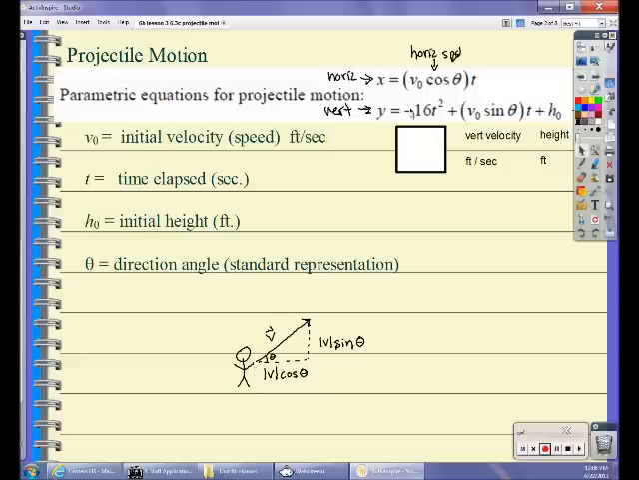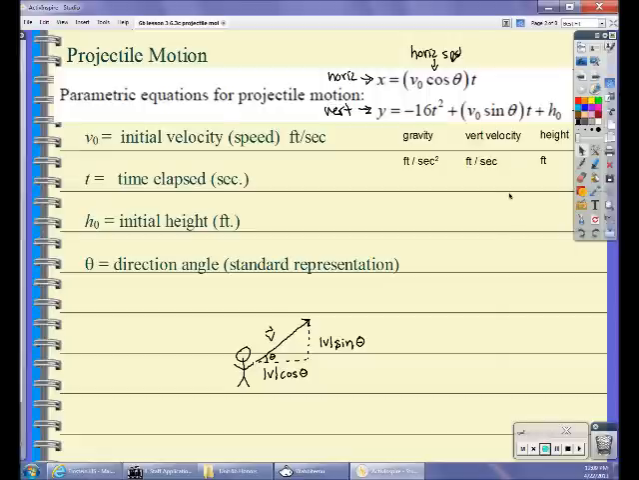Now, where did the negative 16 come from? That's gravity. The acceleration due to gravity is always going to be negative 16 feet per second squared as long as you're on Earth. We're not going to be leaving Earth, so that's not going to change. So that's where these came from.